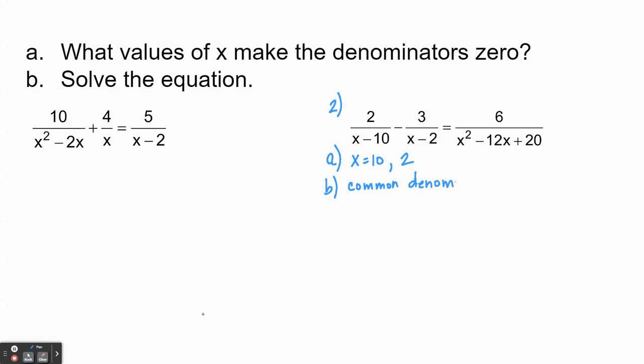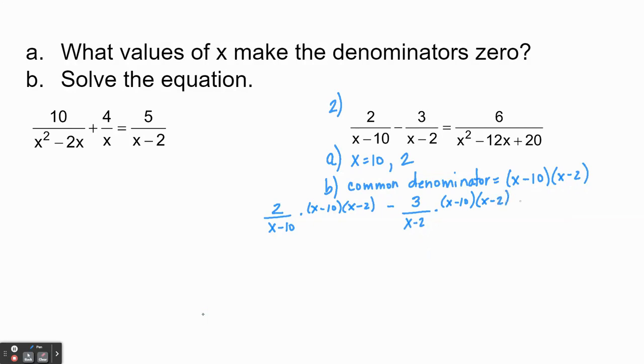And you guessed it, it is that x minus 10 times x minus 2. And just like we did in problem number 1, we're going to multiply each of the fractions by that common denominator. Remember why we're doing that. We're doing that so that my denominators will go away and all my fractions will go away, in fact, and I'll be left with a pretty easy equation to solve.